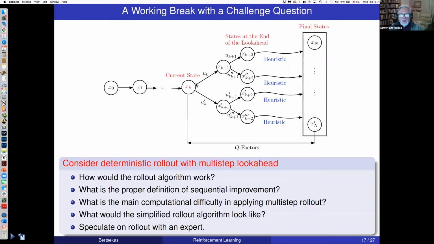Remember, sequential improvement compares a heuristic from where you are with the best Q factor, right? So we talked about these Q factors involving multi-step control sequences. How about sequential improvement holds if I can find some Q factor here that has cost that's less than the cost of the base heuristic from xk? That will work, right?